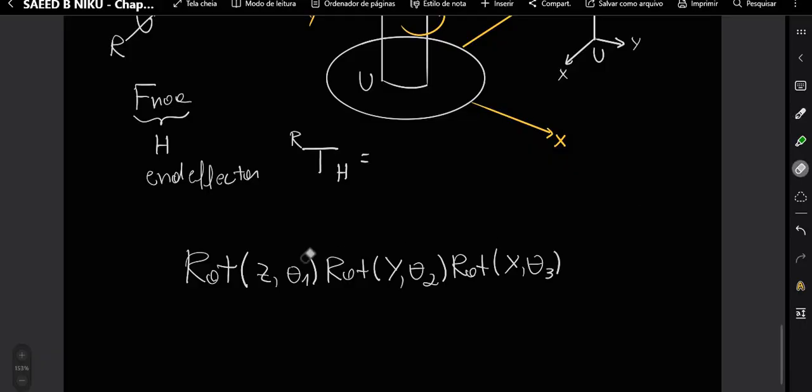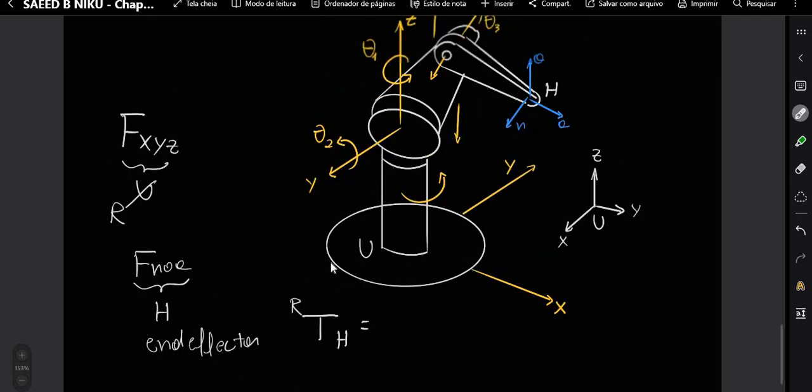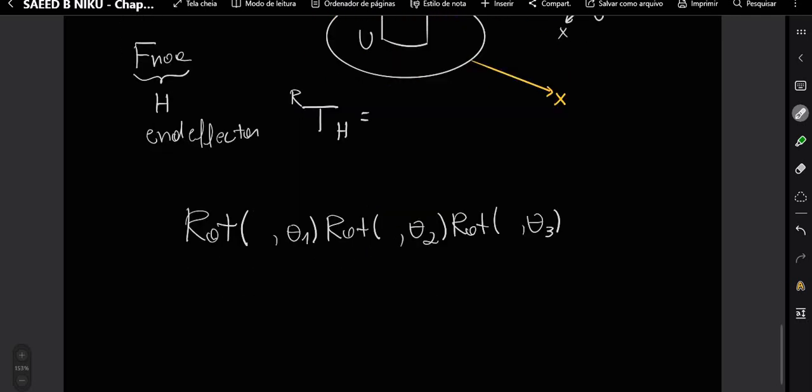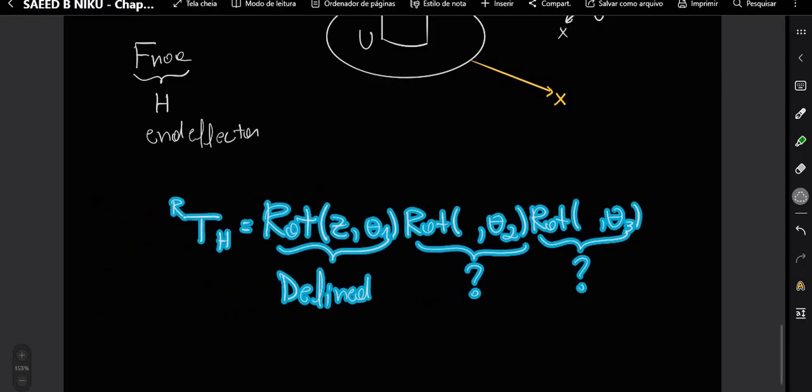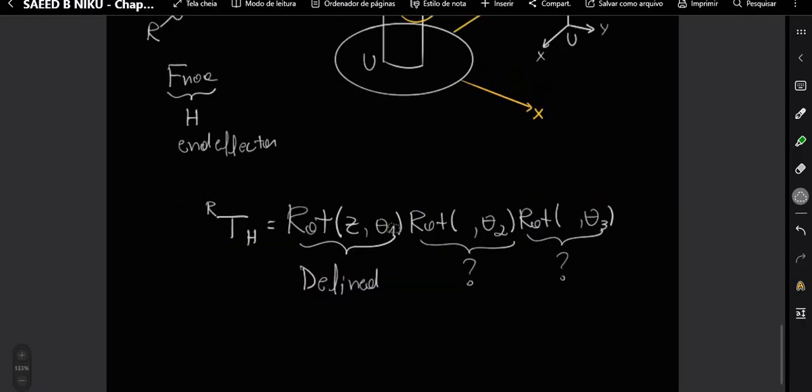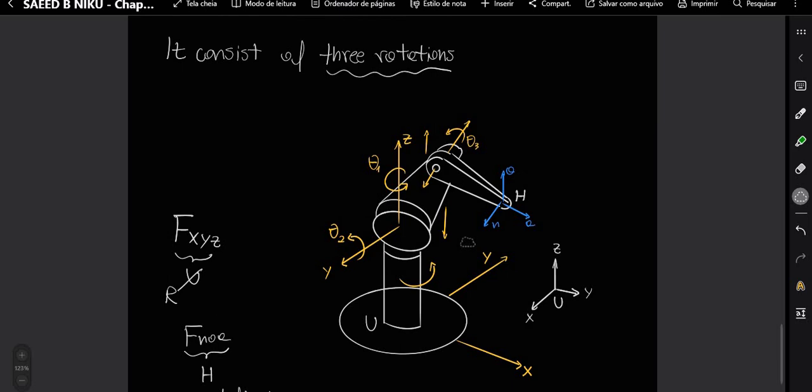But from now, theta 1, which is from z, is defined. So right here is defined. And these other two are not defined, but we can find something like that. I don't know. And for now that is all.